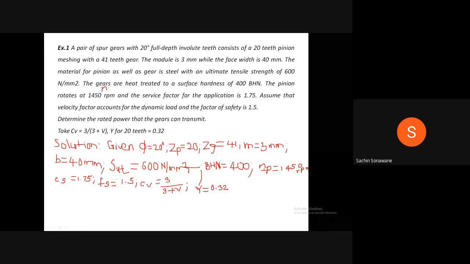Given data: pressure angle phi is equal to 20 degree. Number of teeth on pinion ZP is equal to 20. Number of teeth on gear ZG is equal to 41. Module M is equal to 3 mm. Face width b is equal to 40 mm. Ultimate tensile strength SUT is equal to 600 Newton per mm square. BHN is equal to 400. NP, that is speed of the pinion, is equal to 1450 rpm. Service factor CS is equal to 1.75. Factor of safety Fs is equal to 1.5. Cv, that is velocity factor, is equal to 3 divided by 3 plus V, and Lewis form factor Y is equal to 0.32. I think all the students have written.